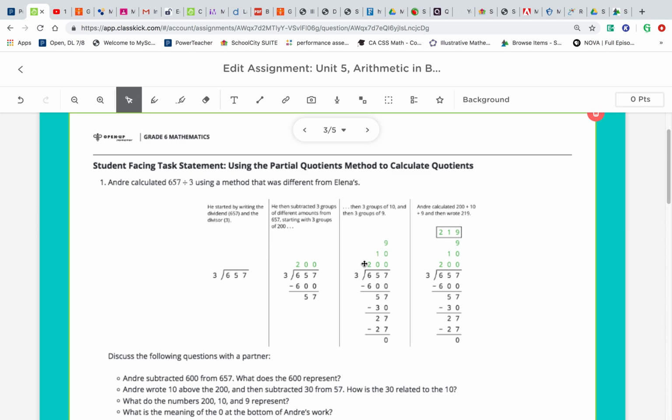2 hundreds, 1 ten, and 9 ones. All right, and then down here, what do the numbers 200, 10, and 9 represent? It's 200, 1 group of 10, 9 groups of ones. Okay, so that should be clear, right? That's pretty clear. What is the meaning of the 0 at the bottom of Andre's work? Well, 0, of course, as I said, just means no remainder.